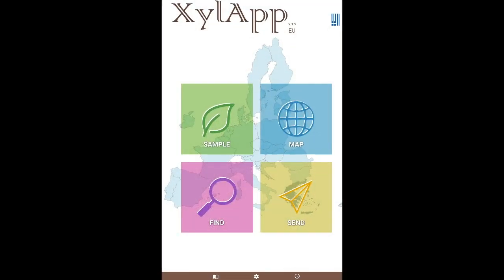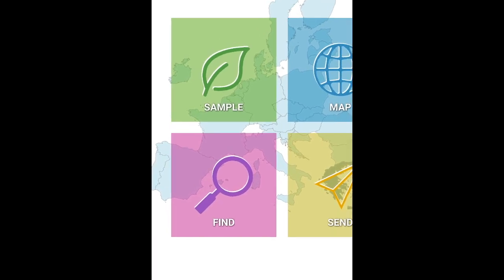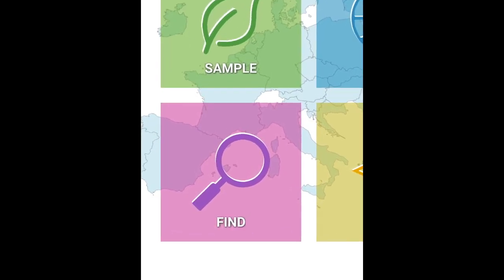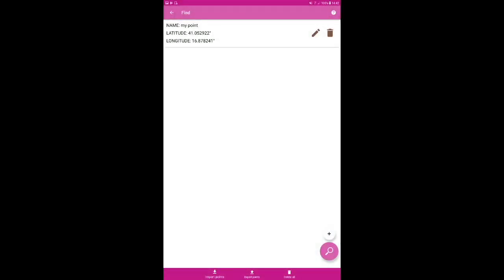The Find module allows the user to find one or more samples in the territory through the geographical coordinates. The user can manually enter the coordinates in the search form or import them from an Excel file.